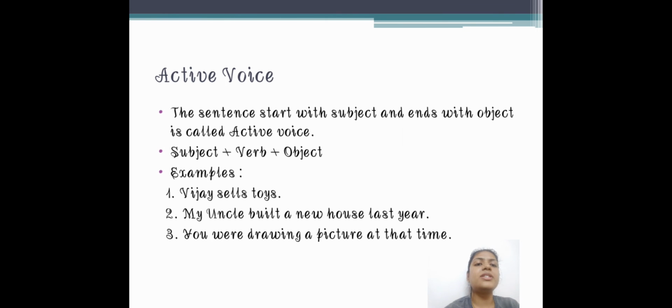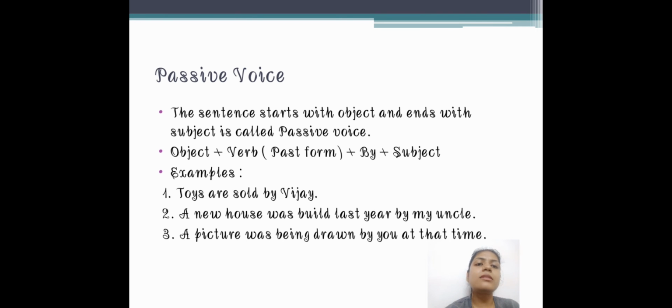Active voice example: Vijay sells toys. Now here Vijay is the subject, as we said earlier, sells is the verb, and the object is toys. Now in passive voice it is totally in the reverse form. In active voice the toys were at the end, but in the passive voice sentence toys are at the beginning of the sentence. So here toys, now here sells is there. So the sentence is in present form.